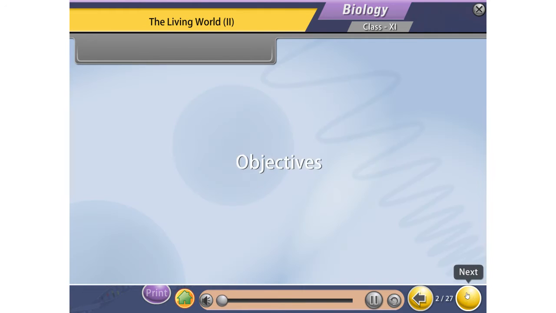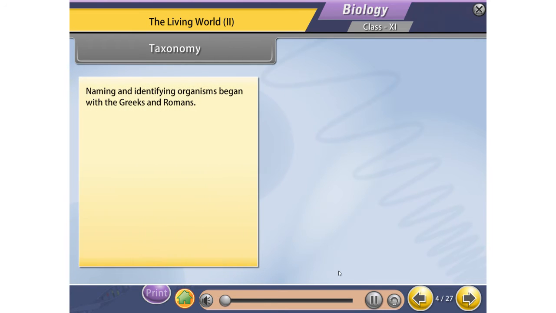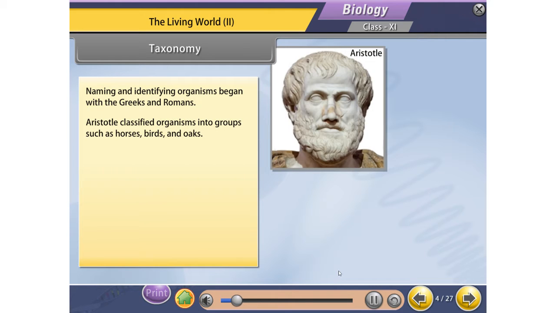Introduction. Objectives. Study about taxonomy. Naming and identifying organisms began with Greeks and Romans. Aristotle classified organisms into groups such as horses, birds, and oaks. He said that living things were either plants or animals.